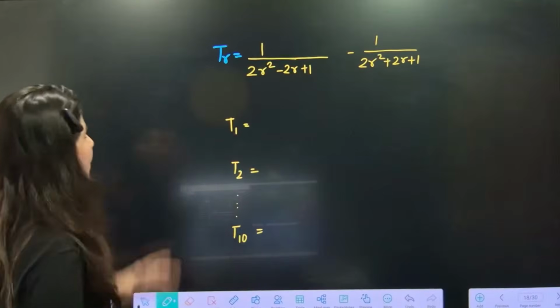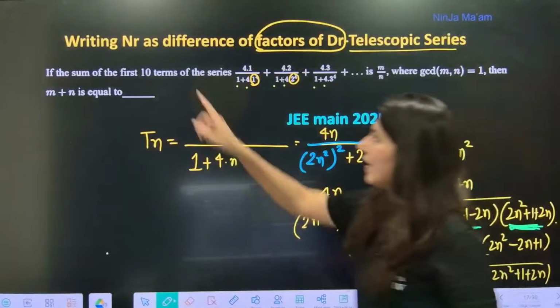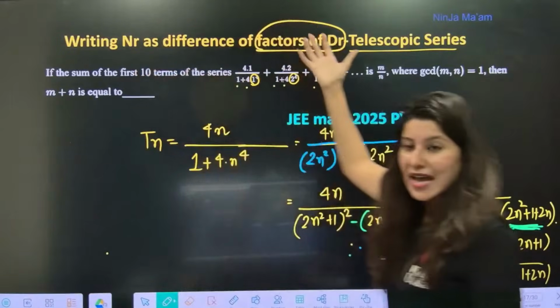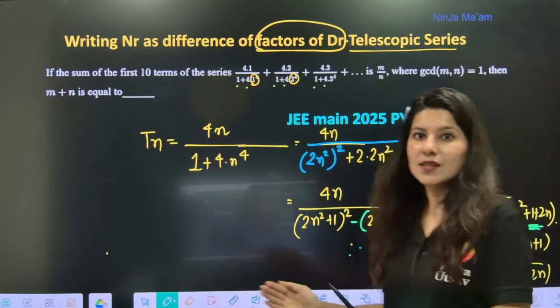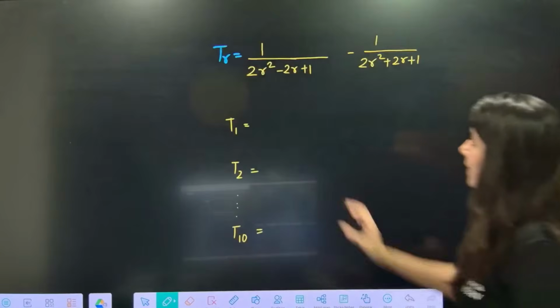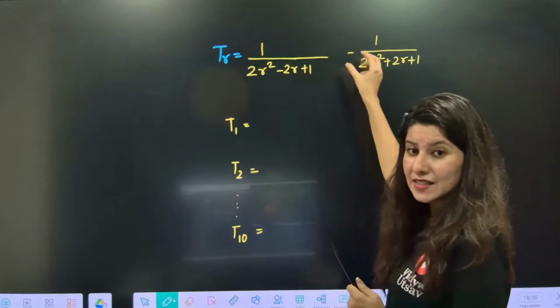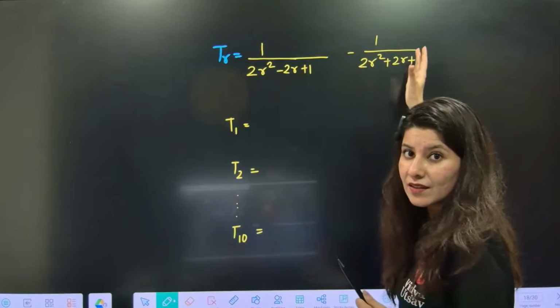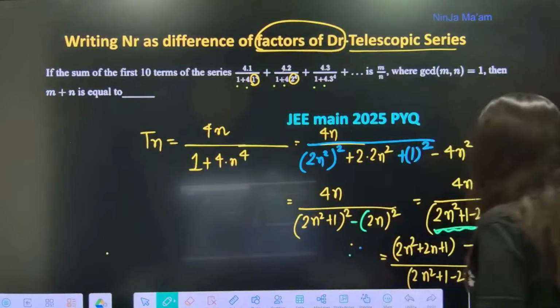This is your TR. Now what are you looking for? Let us go back. I told you to write the numerator as a difference. This is the final step. Separate out, and you will get the final term. The final term should look like this: TR will be something minus something individually.